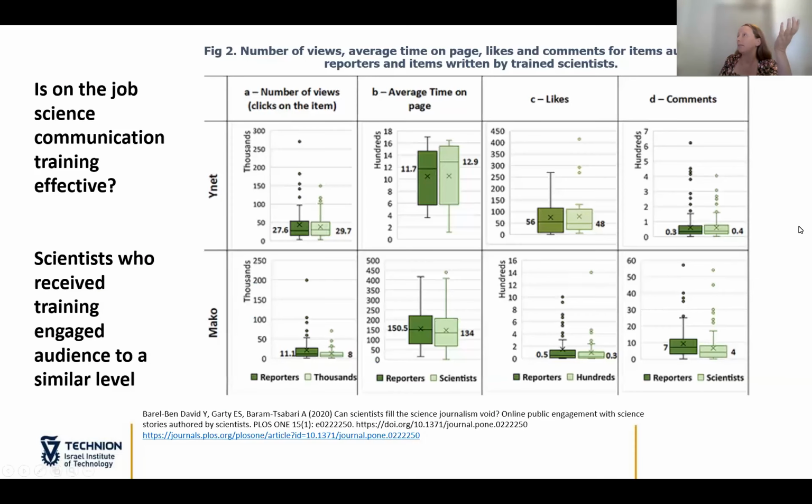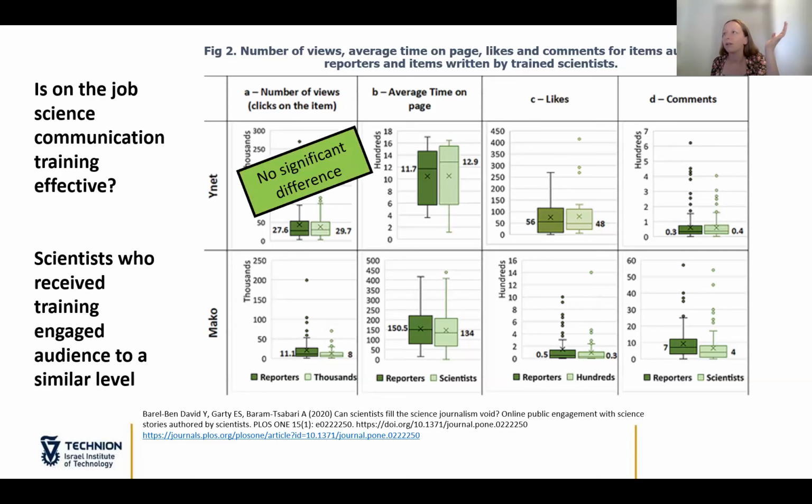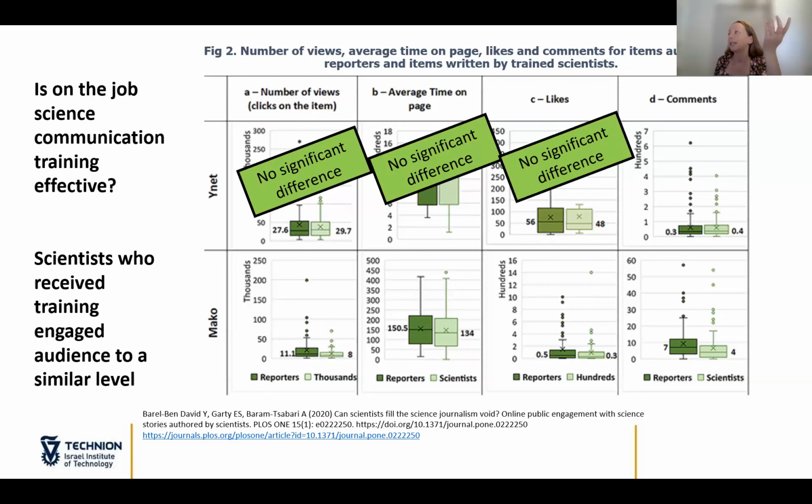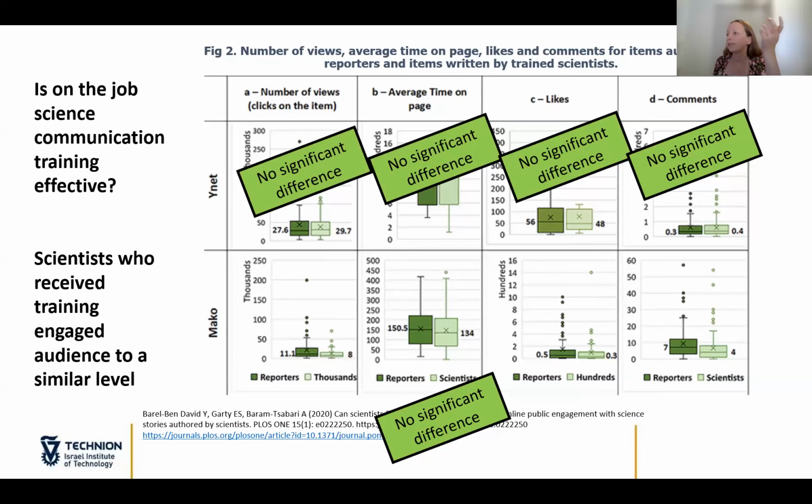And this is the answer. So is on-the-job science communication training effective? I don't know if it's effective, but scientists who received training engaged the audience to a similar level. So there was no significant difference in the number of views, in the average time on page, in the likes, in the comments in Ynet, and no significant difference in the other website, not in the average time on page and not in the comments.